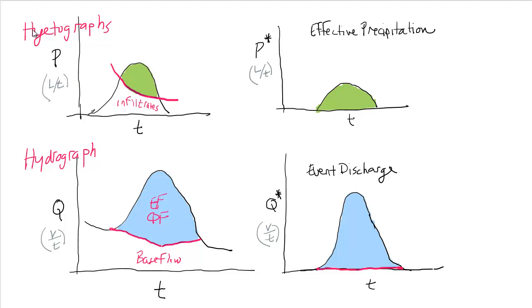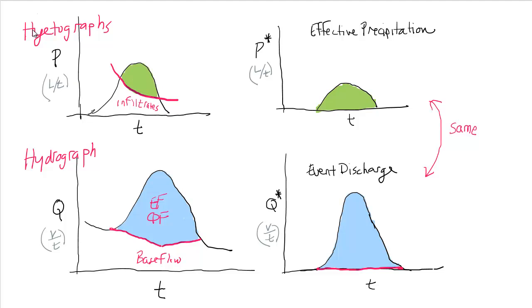So these volumes of water, and I want to talk about that next, should be the same. This should be the same amount of water that's described in the effective precipitation hydrograph and in the event discharge hydrograph. But the first thing I might notice here is that the dimensions are different, just like they were different when we were doing the water balance equation way back at the beginning of the class. Precipitation is typically measured in length per time, and discharge is measured in volume per time.